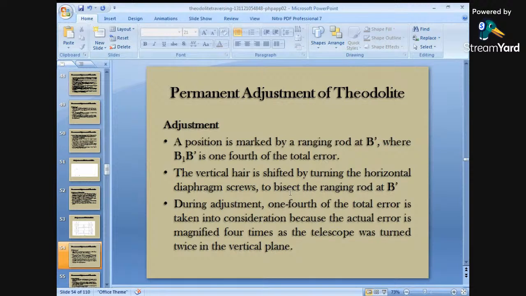With the help of some screws, you adjust the vertical hair so that it bisects your point B. During the adjustment, one fourth of the total error is taken into consideration because the actual error is magnified four times. The telescope was turned twice in the vertical plane, so the total error is taken as one fourth.